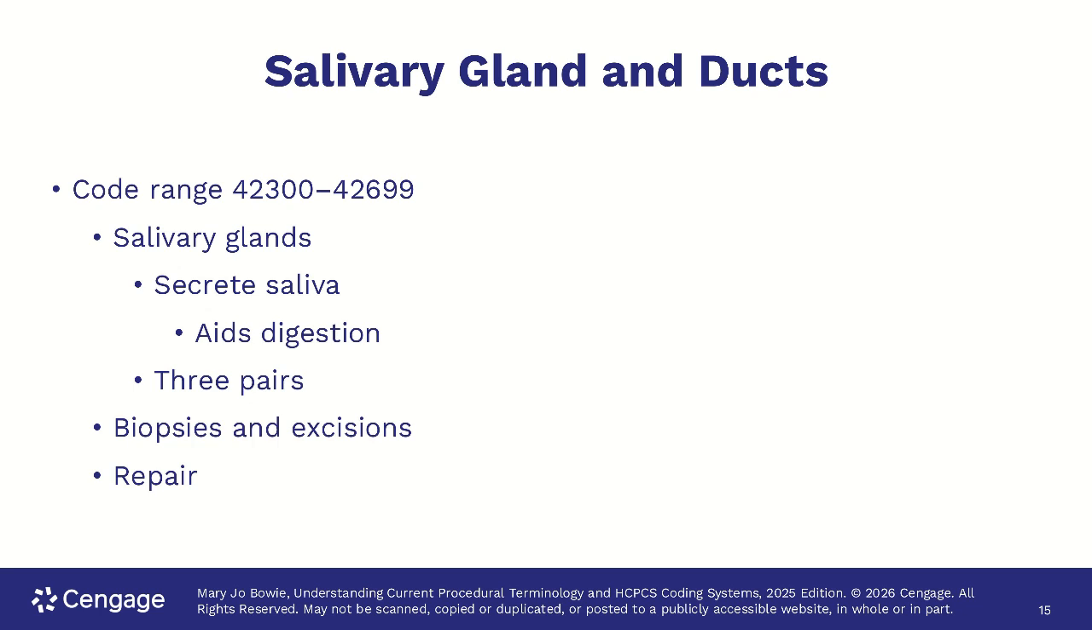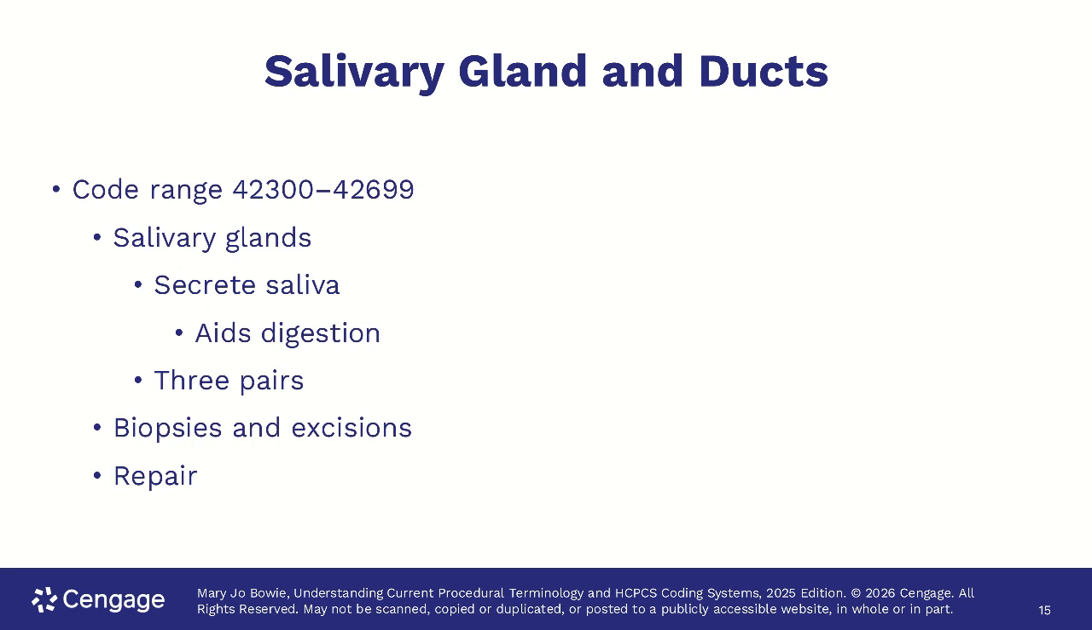Salivary glands and ducts. So salivary glands secrete saliva, which contains an enzyme that aids in digestion. And there are actually three pairs of salivary glands. You have the parotid glands, and those are located in the front of each ear. The sublingual glands, of course, underneath the tongue. And then that third set is the submandibular glands, which are located on the floor of the mouth.